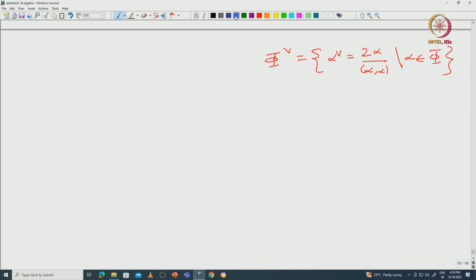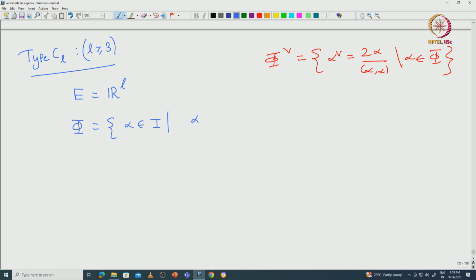Very explicitly, if you are interested in type C L, again we restrict L to be greater than or equal to 3 to avoid repetition, because C2 is the same as B2. You can take E to be R L, because the Euclidean space will not be changed. Now, phi will be those vectors inside your lattice I such that the inner product alpha alpha either has to be 4, because it comes from the dual, or it is 2. Okay, this is what happens.